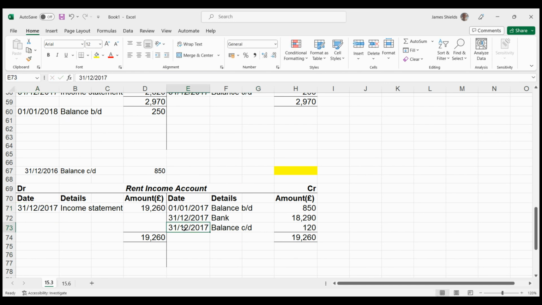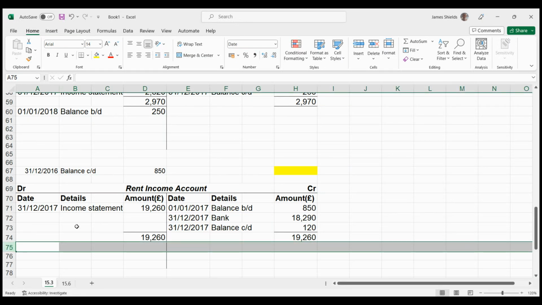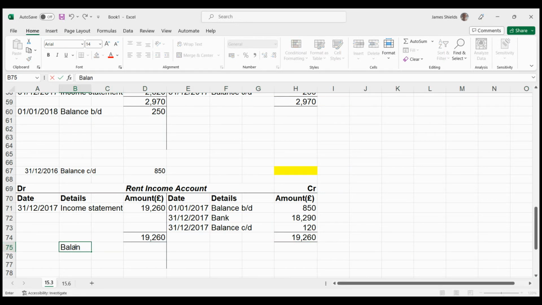We've got a balance carried down here. That means we must have a balance brought down on the opposite side. So the carry down's on credit, so the brought down will be on the debit side. So balance brought down. The amount is 120, the same as the carry down figure. And the date is the next day, which will be the 1st of January 2018.